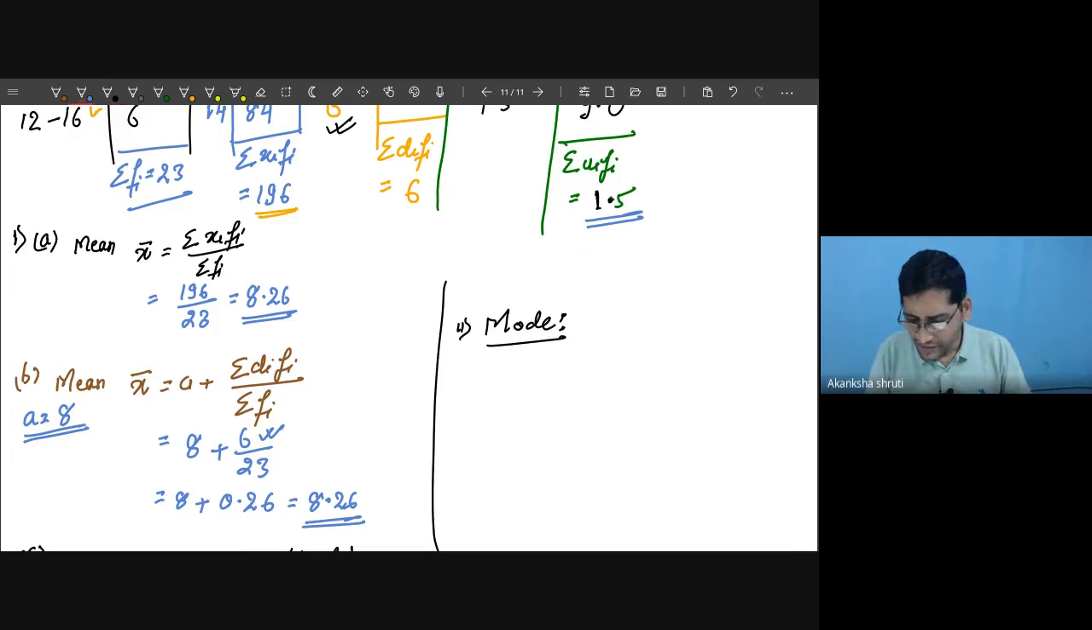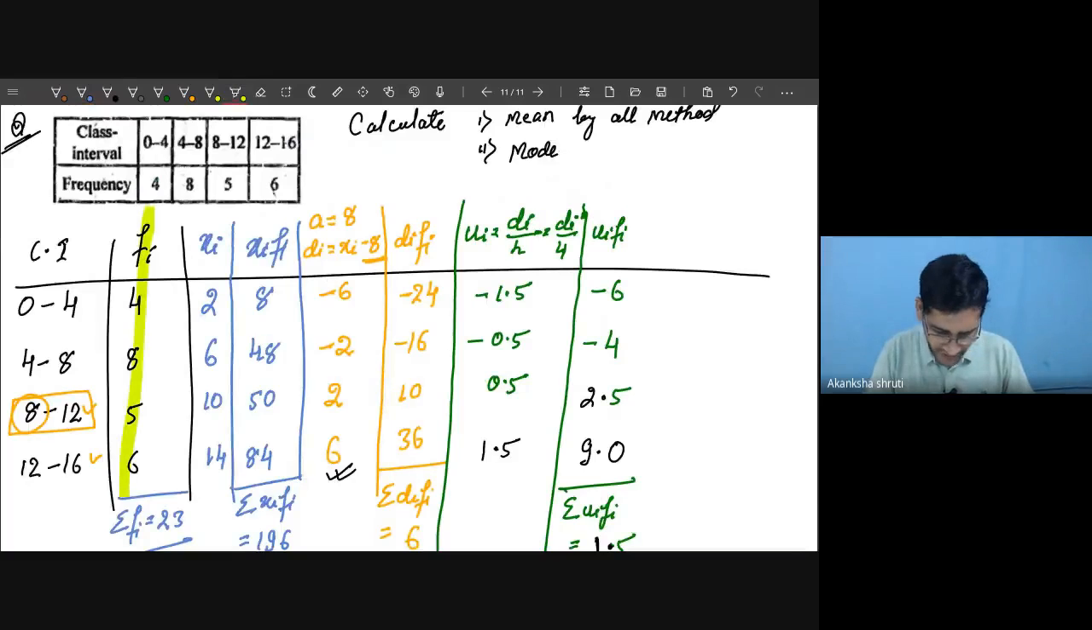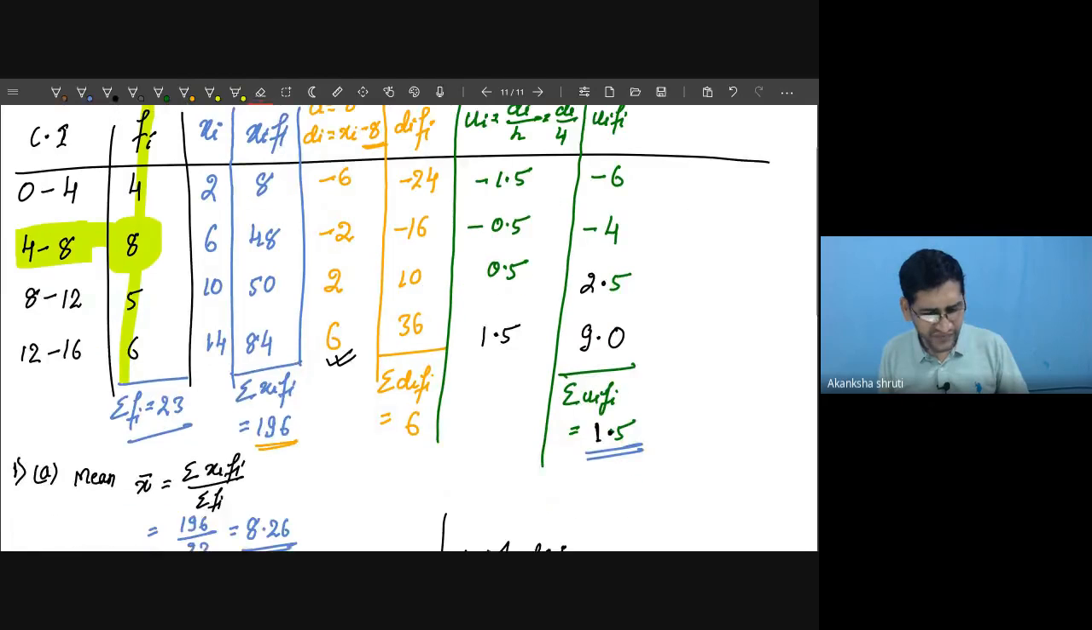For mode, the very first thing is you have to write the modal class. For the modal class, what do you need to observe? Student, observe this frequency table downward. In this, you observe the highest frequency is our 8. Corresponding to 8, you need to go leftward to observe the modal class. Okay, student? So be careful. Whatever other marking we have done, we need to remove it.